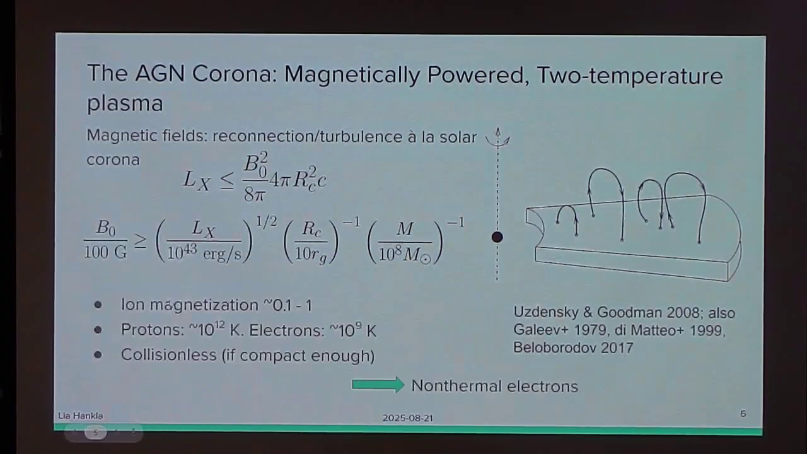The other characteristics of this, if you calculate things like thermalization timescales, which other Chris talked about a little bit, the protons and electrons are at two different temperatures. The ion magnetizations are somewhere around 0.1 to 1. And it can be collisionless if it's compact enough, basically. And all this leads us to think that maybe there could be non-thermal particles in the corona. So you might think, okay, can we probe these processes in the corona? Maybe there's some good way to figure out what's going on in the corona.